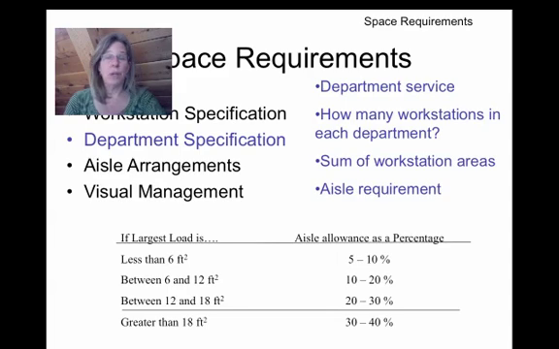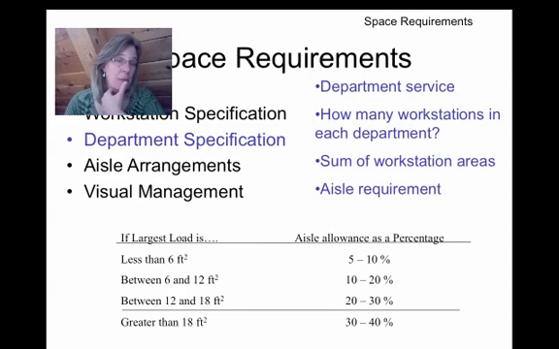department services. Is there going to be one desk that maybe has the time cards on it or something? And then how many workstations are going to be in the department, and then you add all these workstations together, and then on top of that you add aisle requirements. And often at this level it's just done as a percentage, and this is one of the ways.